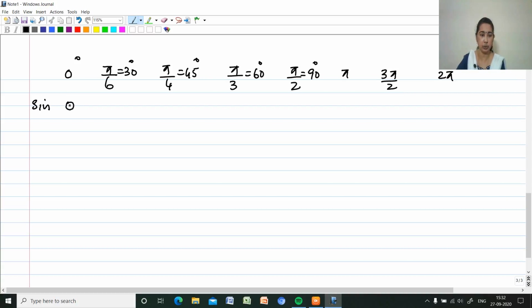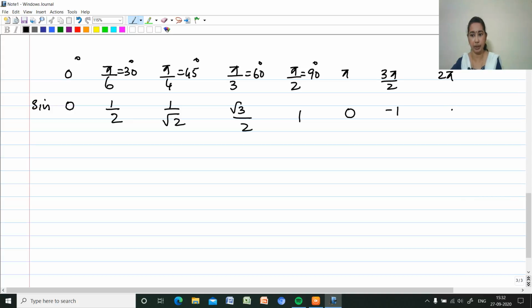Sin 0 is 0, then sin 30 is 1 by 2, sin 45 is 1 by root 2, sin 60 is root 3 by 2, and sin 90 is 1, sin pi is 0, sin 3 pi by 2 is minus 1, and sin 2 pi is 0. You can see here, wherever you have multiples of pi, you will have the sin value as 0. Now the values of cos.